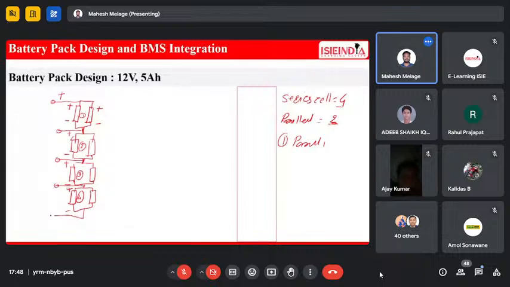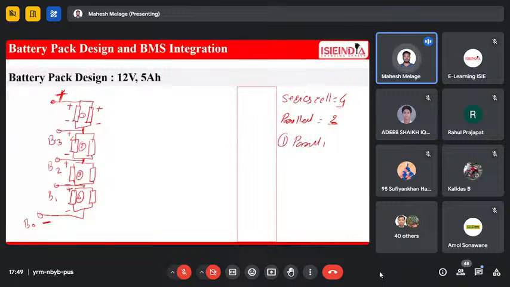And this is the next. So this is the positive terminal, and this is the negative. This is B0, battery B0. This is B1, this is B2, this is B3, and this is B positive or B4. These terminals are connected to the BMS. How to connect? Let's discuss this in the next point.